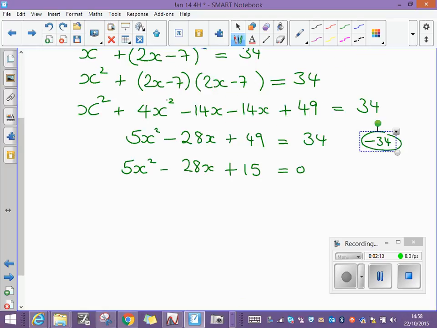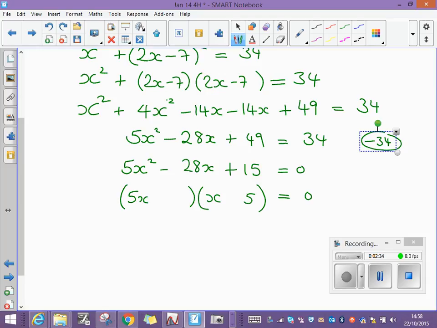Now, I'm going to be able to factorize this because otherwise I'd have to use the quadratic formula, and that would give me values that wouldn't mean I could factorize. So factorizing it then, it's going to have to be 5x and it's going to have to be x. 15, not a lot of choice.